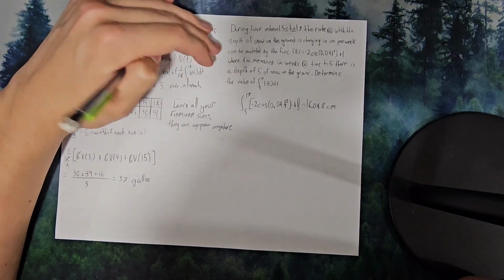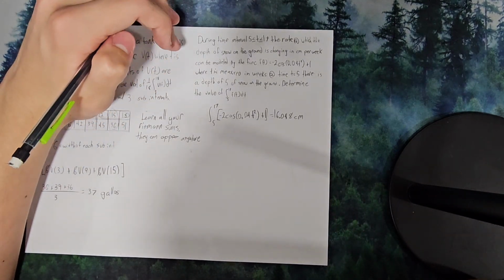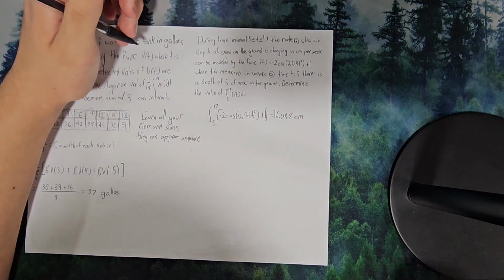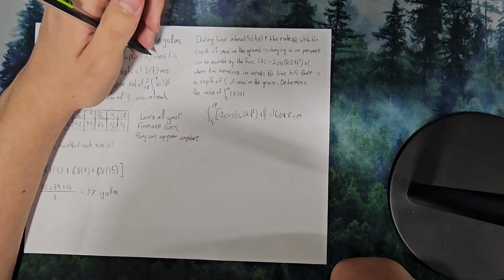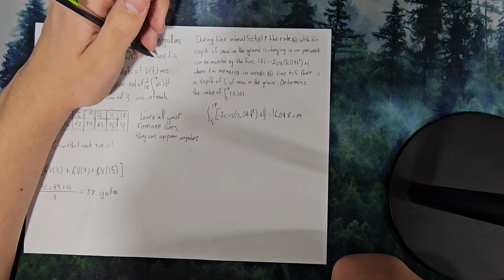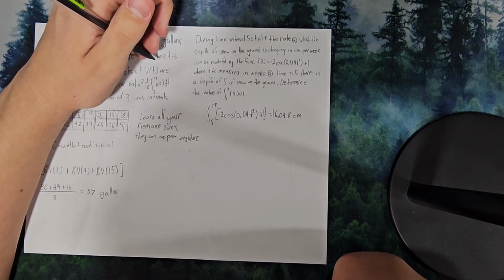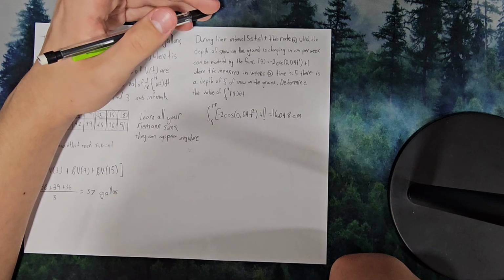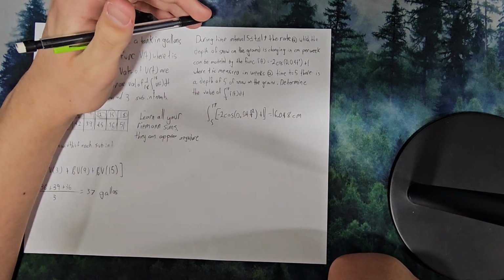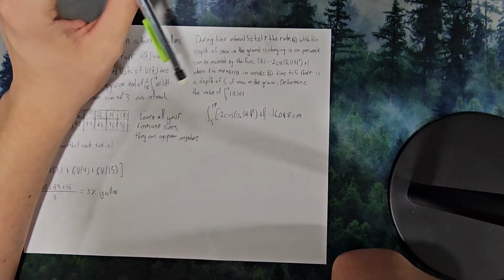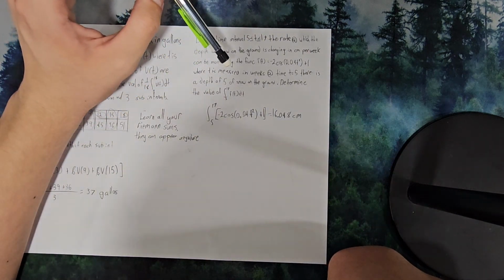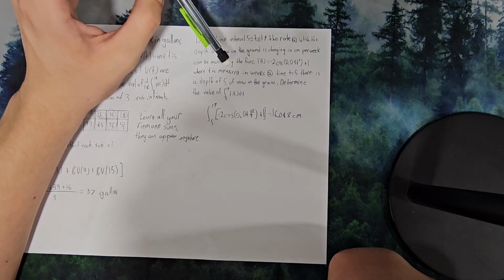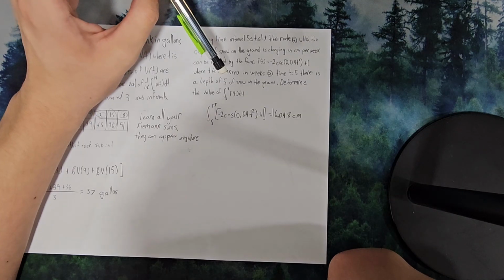Okay. Next. This one's a bit of a calculator question again. During the time interval 5 is less than or equal to t, which is less than or equal to 17, the rate at which the depth of snow on the ground is changing in centimeters per week can be modeled by the function f of t equals negative cosine of 0.04 t squared, plus 1, which is a bit of a mouthful, and it's going to be even worse when you type it in your calculator. Where t is measured in weeks. At time t equals 5, there's a depth of 5 centimeters of snow on the ground. Determine the value of the integral from 5 to 17 of f of t dt.